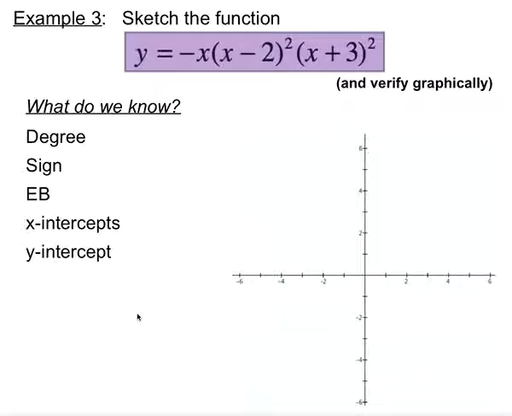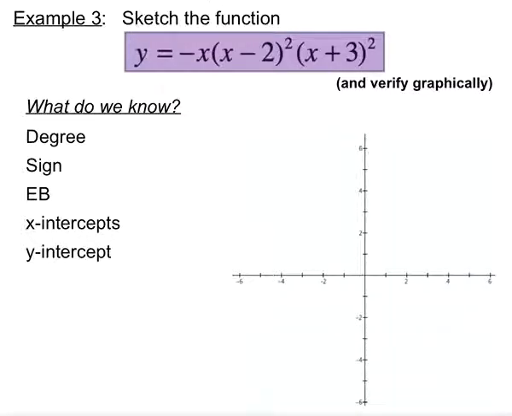The question says to sketch the function y equals minus x times (x minus 2) squared times (x plus 3) squared. Sketch the function and then verify with graphing software. We'll just sketch it and we can verify that later. To graph this, we need to first identify all the different things that we know. So it's useful to make a little list like this where we can go and calculate things real quick.